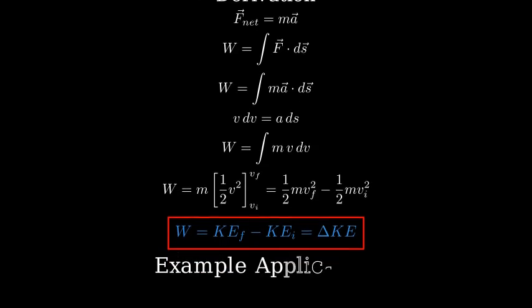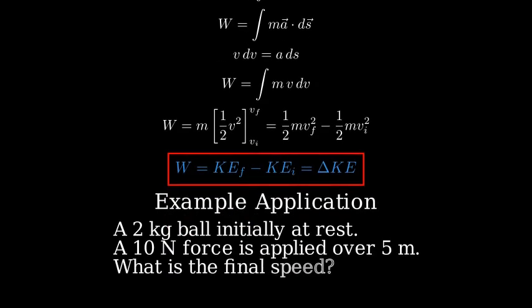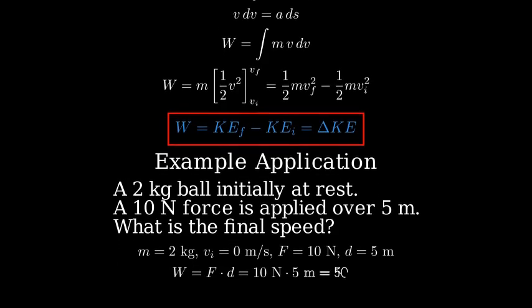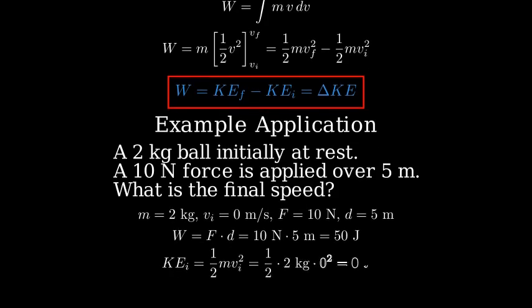Let's apply the work-energy theorem to a practical example. Imagine a 2 kilogram ball initially at rest. A force of 10 newtons is applied to it over a distance of 5 meters. To find the ball's final speed, we'll use the work-energy theorem. First, the work done, W equals force times distance, which is 10 newtons times 5 meters, equals 50 joules. The initial kinetic energy is 0 since the ball is at rest.